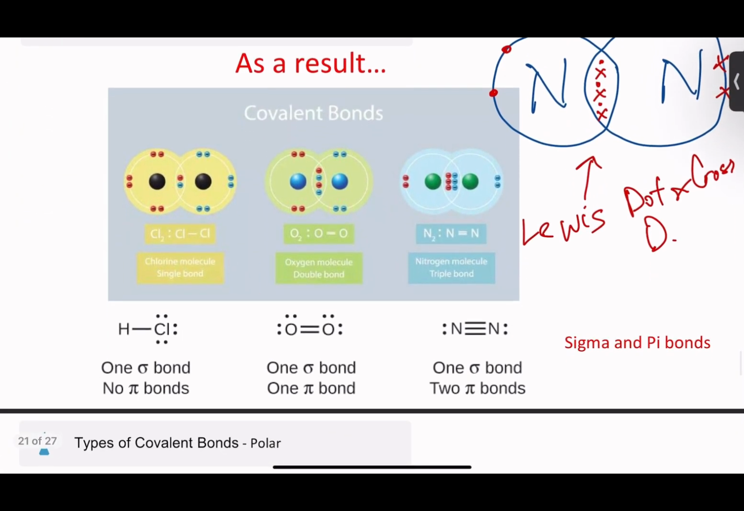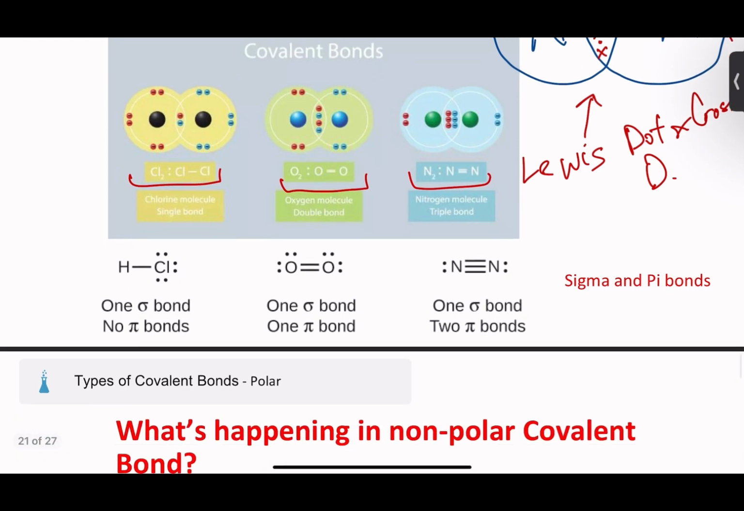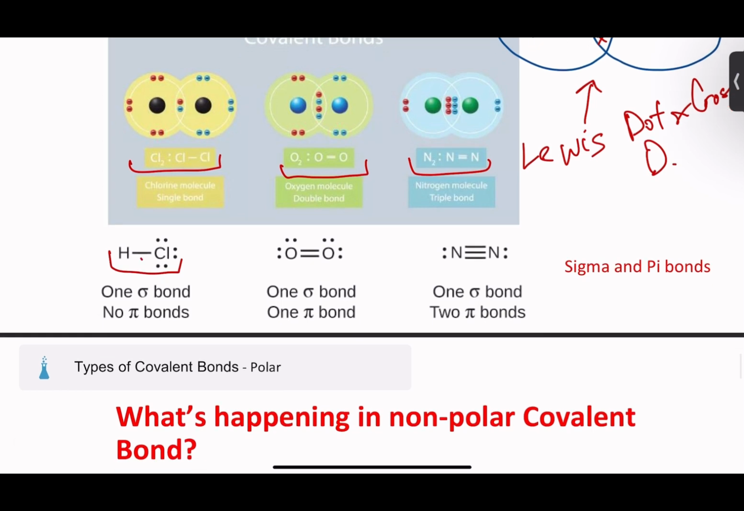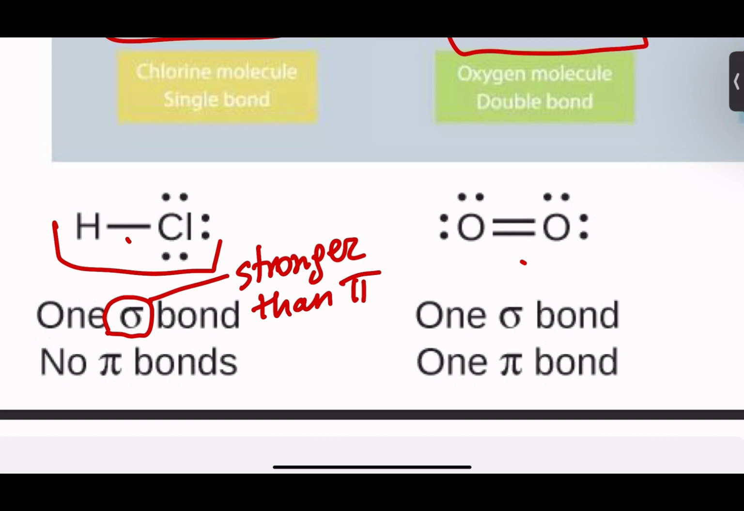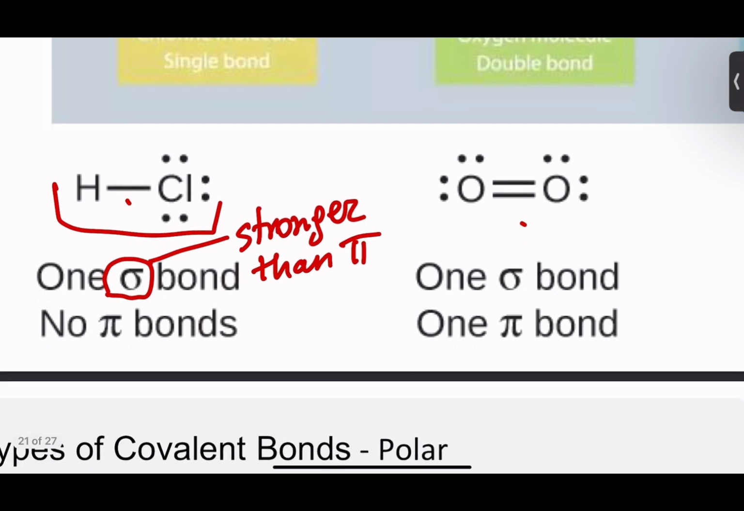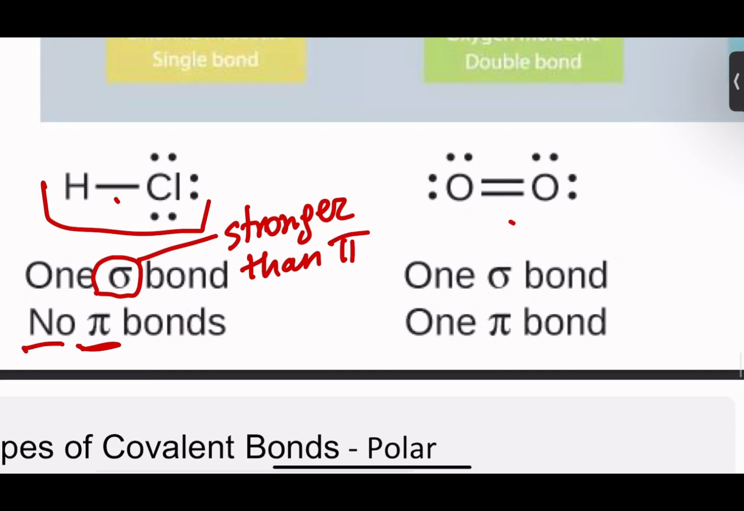Okay, so now we have done this. We got chlorine, oxygen, and nitrogen. The same thing for hydrochloric acid: we got hydrogen and chlorine. We got 1 bond, 2 bonds, and 3 bonds. I want to remind you that the first bond is always going to be a sigma bond. It is a stronger bond, stronger than pi. The second bonds are going to be pi. Because I don't have a second bond here, I have no pi bonds.